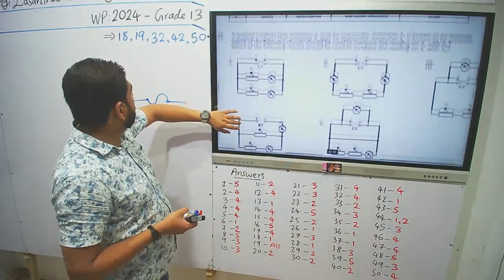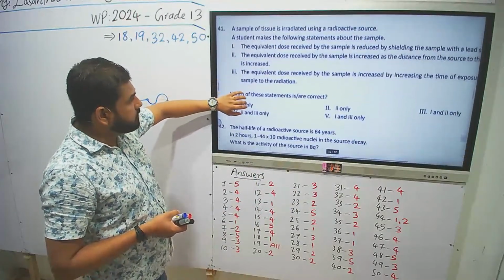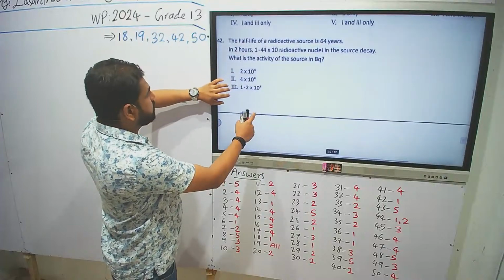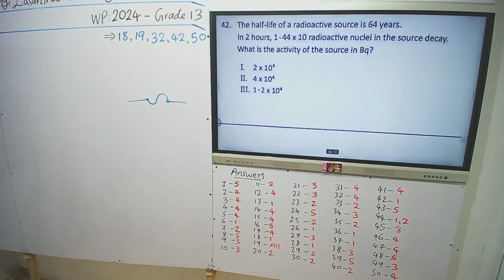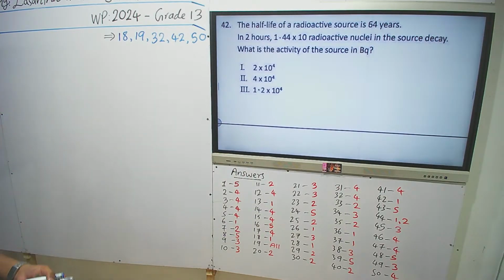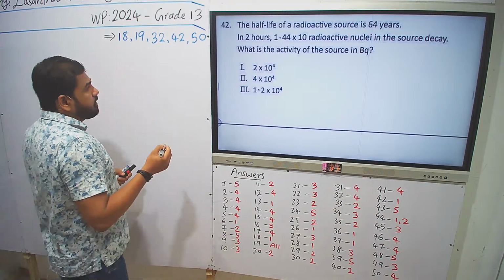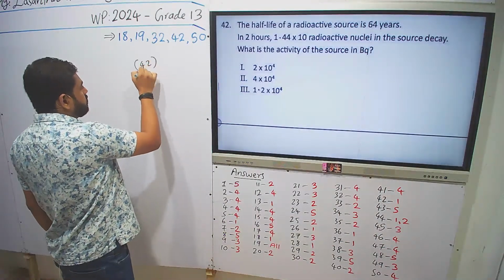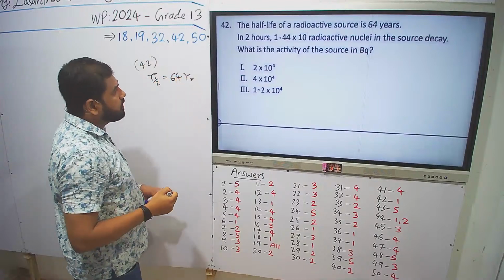Okay, next we have question number 42. Now this is a good question. The problem is there's some data missing. Just read the question. The half-life of a radioactive source is 64 years. That's a very long period. That means we are discussing T half, that is 64 years, right?